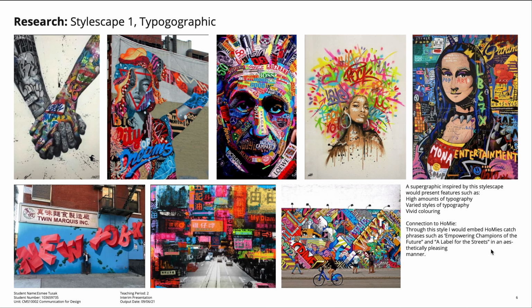This is my first stylescape that I have explored. Its overarching theme is heavily dependent on typographic elements. I included these images as I thought they were all beautiful works of art. Through a design such as these ones seen on screen, I'd be able to embed Homey's catchphrases such as empowering champions of the future and a label for the streets into the design seamlessly. A design inspired by this theme would present features such as high amounts of varied typography and vivid colour palettes.